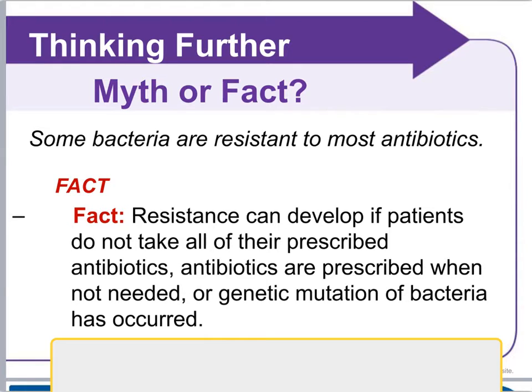Resistance also develops if a genetic mutation of bacteria has occurred. This can happen accidentally, or it can happen by antibiotic resistant bacteria passing on that genetic information when it reproduces.